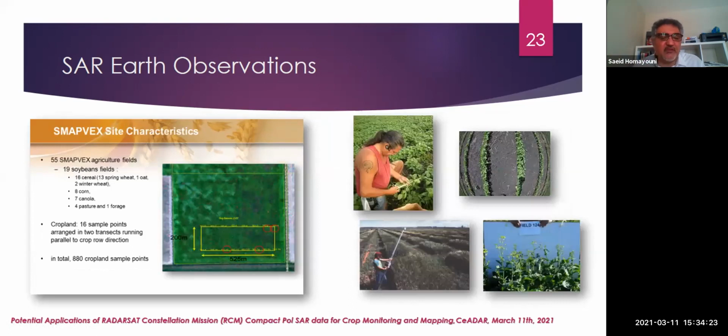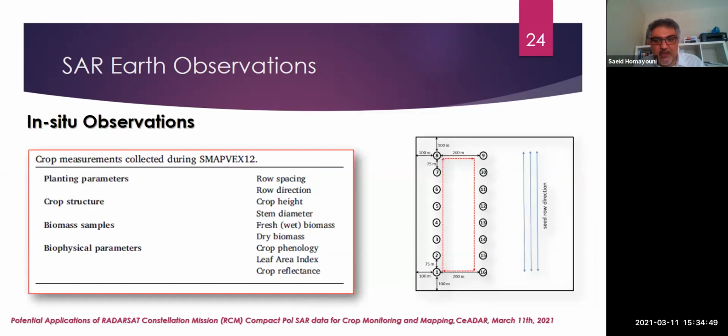In the field, we collected lots of data. As you can see, for each field we observed a large test site or plot, and we collected the crop structure, crop leaves, biomass, and also soil moisture, soil temperature, and texture. Here you can see the experimental configuration, and in the table you can see the types of crop parameters that we collected.